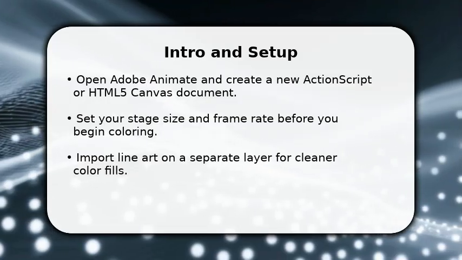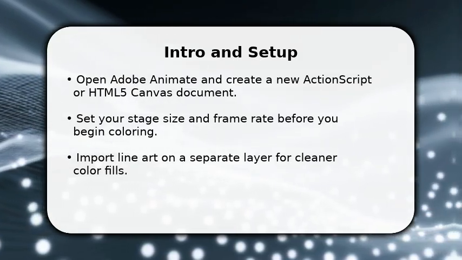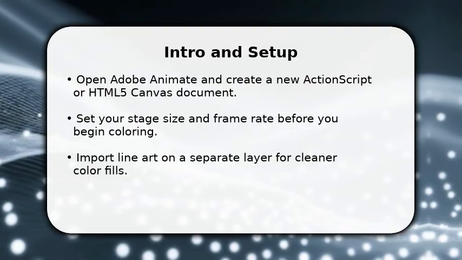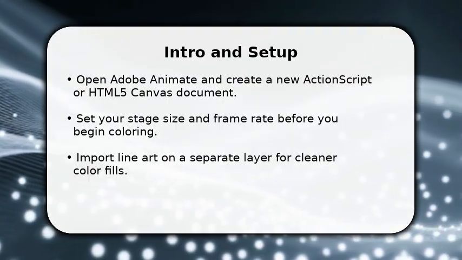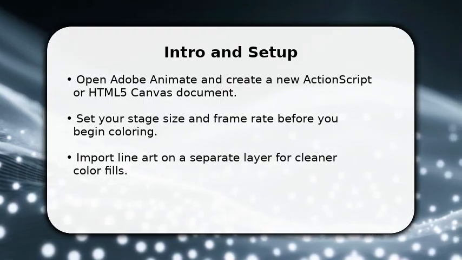In this video, I will explain how to color in Animate. Place your line art on its own layer and lock it, then create a new layer beneath for your base colors. Use the Fill tool for solid areas and make sure Snap to Objects is enabled when needed.